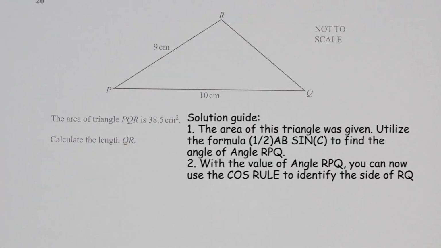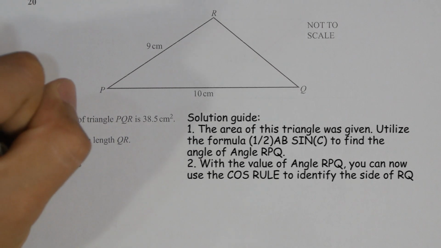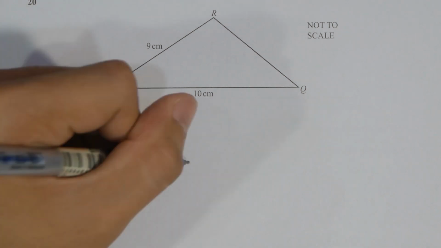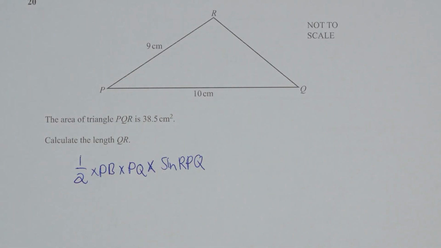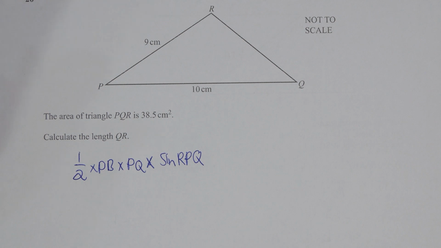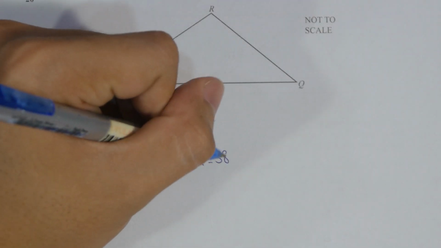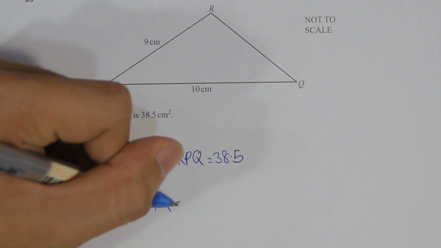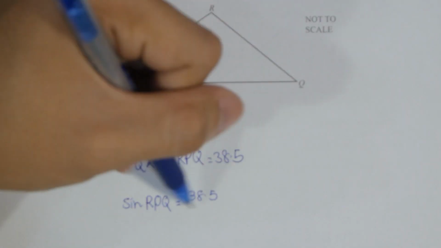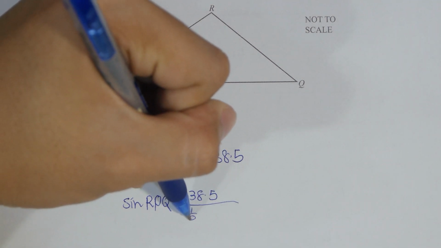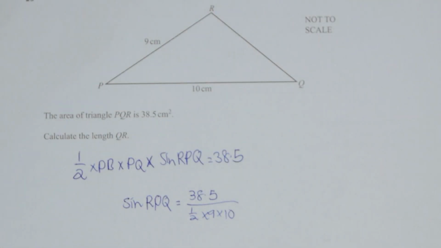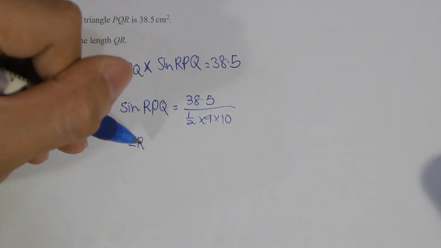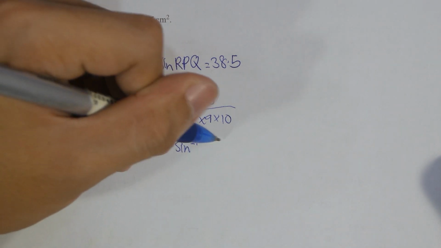Lastly, question 20. So we will be using the area formula, half ab sine C. So substituting the values, it will be half times PB times PQ times sine RPQ equals 38.5. So by running the calculation, we get the result as 58.82. With that being said, we can now use the angle that we have gotten to find the length of QR using the cosine rule. So after the calculation, we get the result as 9.37.